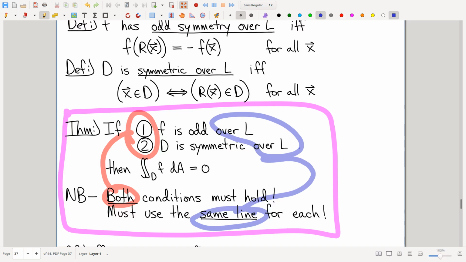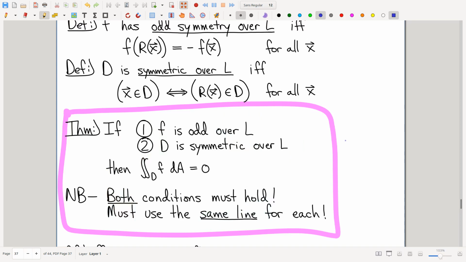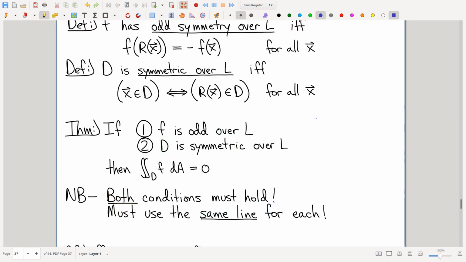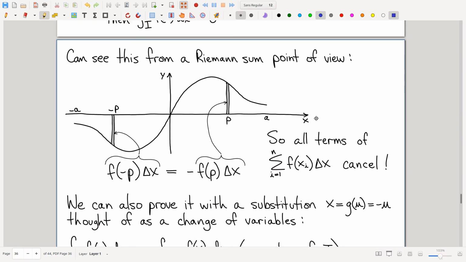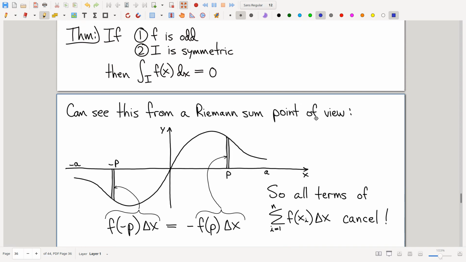All righty. So let's talk about why this works, and then we'll start doing them. Why does this work? Well, let's go back to single variable. The single variable theorem. Here it is. We've got a symmetric domain, which means we're looking from negative a to a, like this.